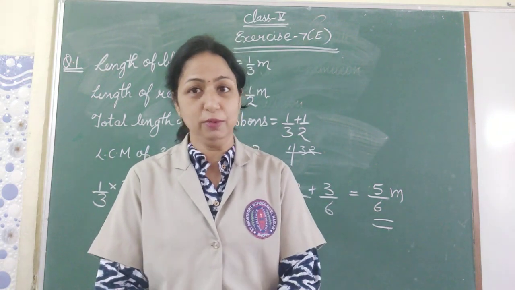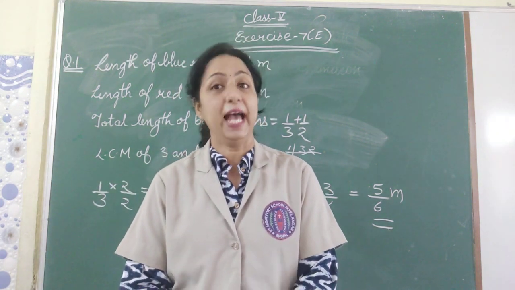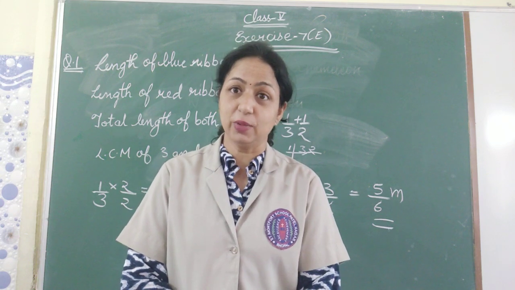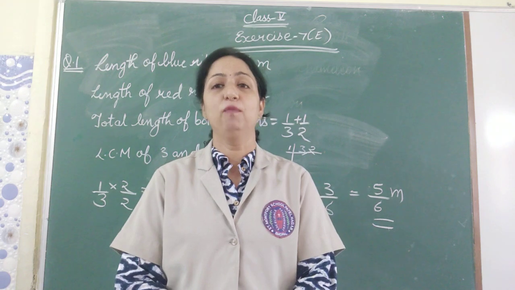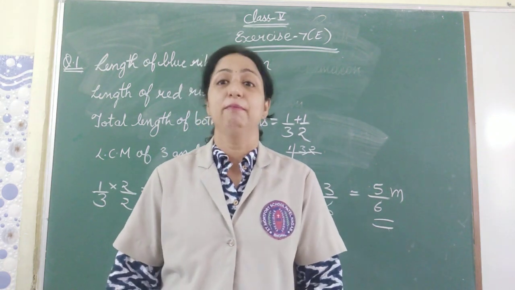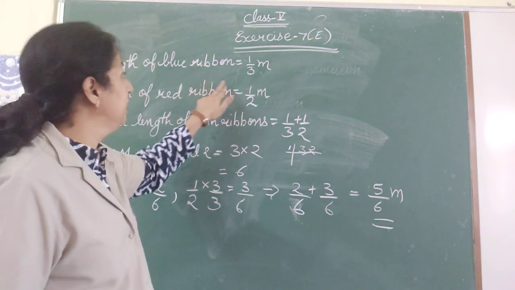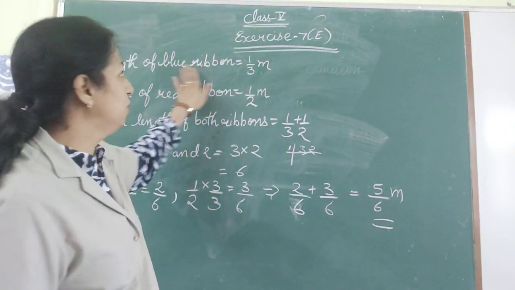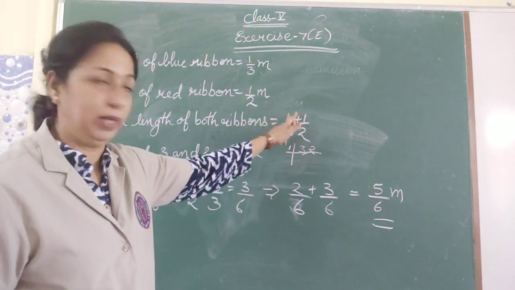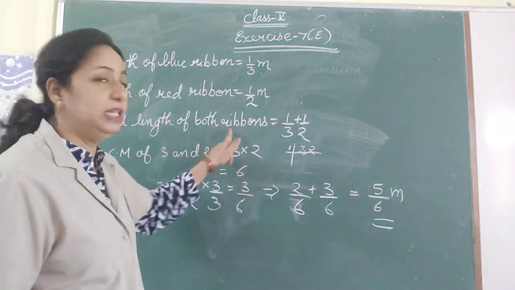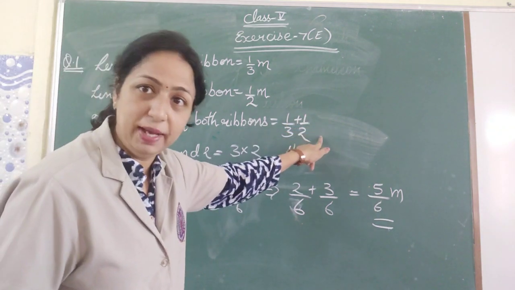So dear children, you already know when we need to find the total of something, what we do? We add them. So in this particular question, to find the total length of ribbon, you will add the length of blue ribbon and red ribbon. But first we need to write the steps. So length of blue ribbon is equal to 1/3 meter. Length of red ribbon is equal to 1/2 meter. And the total length of ribbons is the sum of the two lengths, that is 1/3 plus 1/2.